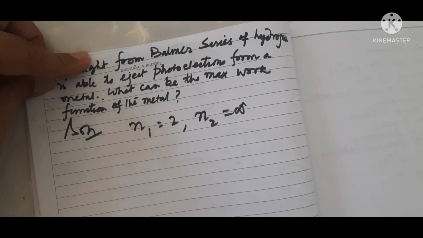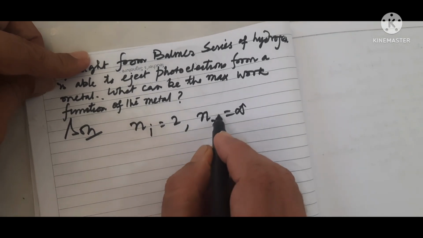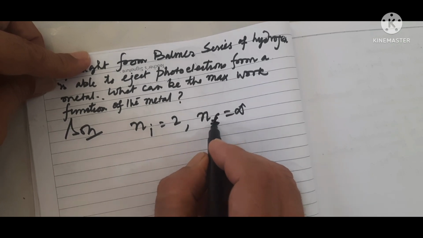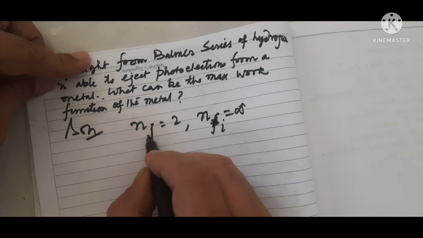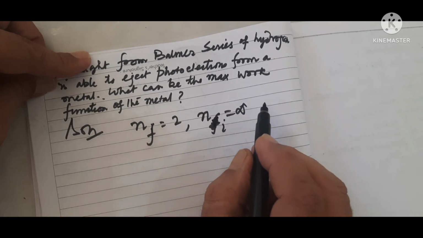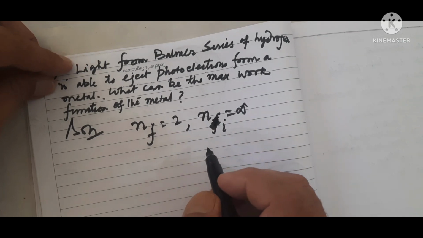Means infinity to 2. So that's the initial and this is the final. This is your nf, and this ni is infinity. It is coming from infinity to 2 for the Balmer series.